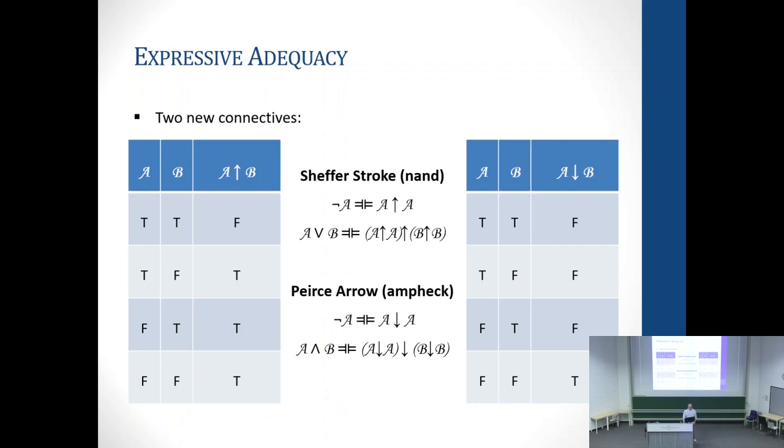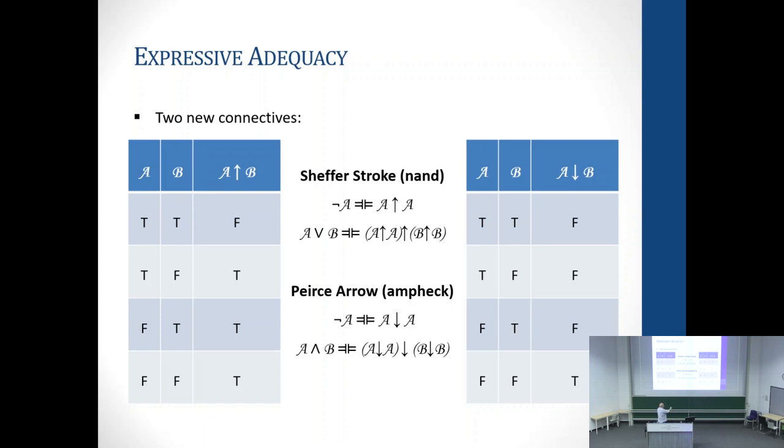I am never going to call it that, because no one ever calls it that. But to symbolize them, we can use the upwards arrow for the Sheffer stroke and the downwards arrow for Peirce's arrow. The neat thing here is that these 2-place connectives give us a way to capture the 1-place connective that is negation. So we can say that negation A is tautologically equivalent to A NAND A.